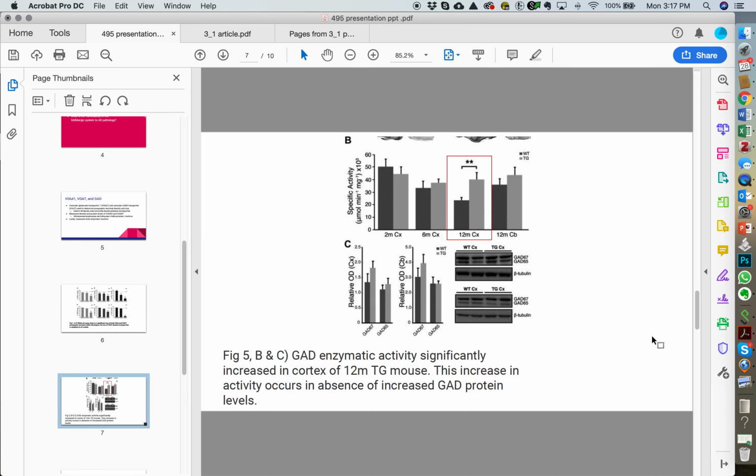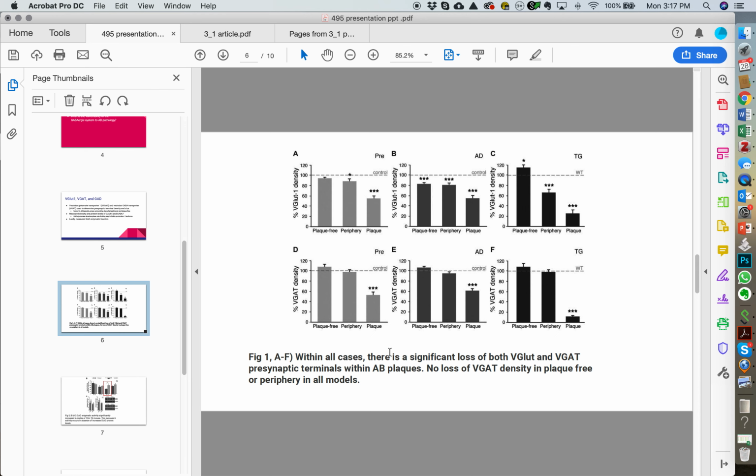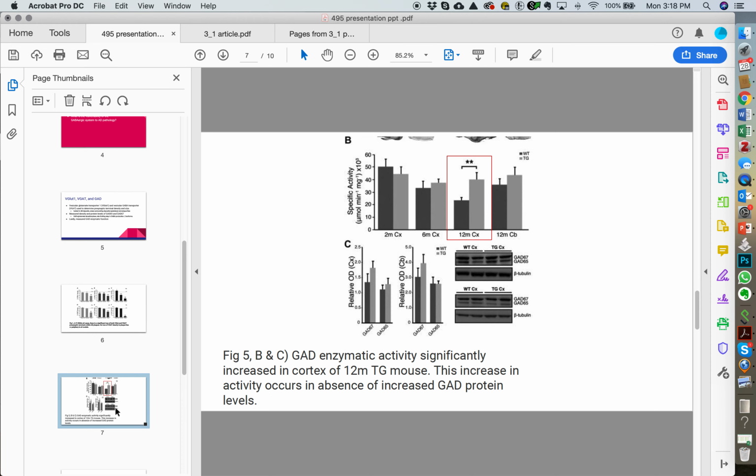The point of this slide was to say, okay, they've lost a lot of these different terminals that are related to glutamate and to GABA. This is a GABA marker here. So these two different types of neurons have been lost. But then what they want to get into is to say, well, it looks like the function of GABAergic neurons is actually still maintained.